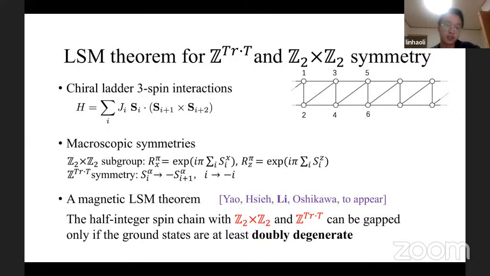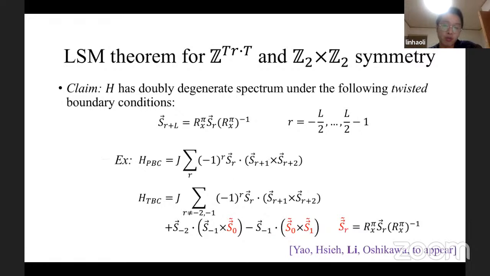So instead of studying the spectrum under the periodic boundary condition, let me digress a moment and consider the symmetry twisted boundary conditions. Here the symmetry twist is done by pi rotation along the x axis. And for convenience, we assume the site r is from minus L over 2 to L over 2 minus 1. And the twist bond is put between the sites r equals minus 1 and r equals 0. Therefore, if the three-spin Hamiltonian includes the bond minus 1 to 0, we need to replace the S0 and S1 operators by the S~0 and S~1 operators, which are acted on by the Rx pi rotation.